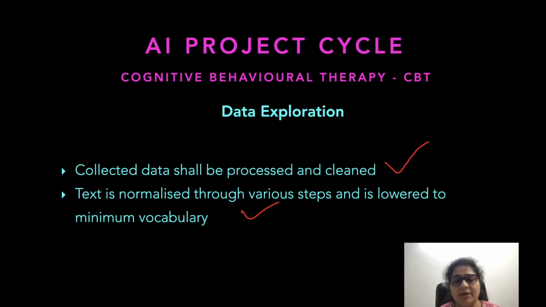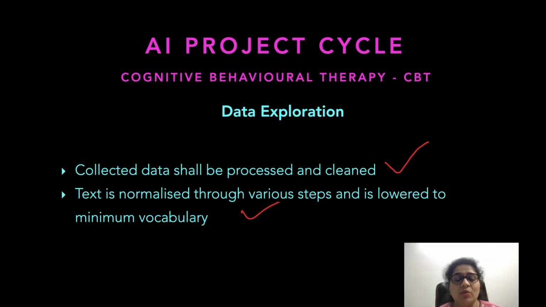Let us take that example in the reference of our CBT scenario itself. Person A is feeling better after taking cognitive behavioral therapy from psychiatrist X. Right? So in this statement, what needs to be done in order to normalize this text? Only minimum vocabulary should be picked. So that can be feeling better.